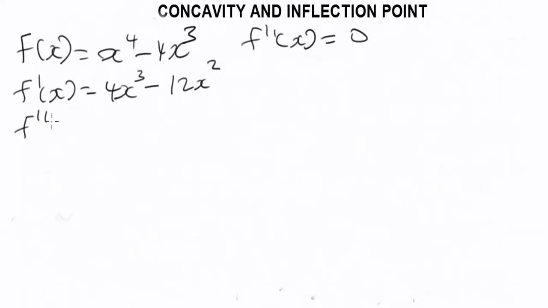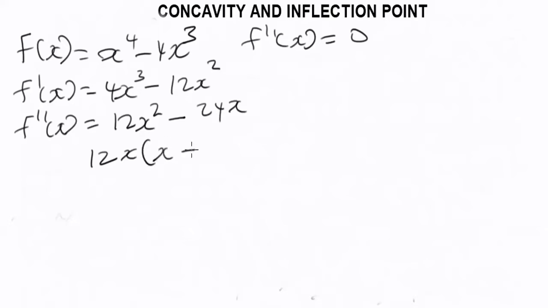Then find the second derivative. So f double prime of x will give you 12x squared minus 24x. If you factorize this, you're going to have 12x in brackets x minus 2. Okay, so that's what we're going to have. To simplify this further, we are going to have two answers for x. So it will be 12x equals 0 and x minus 2 equals 0.